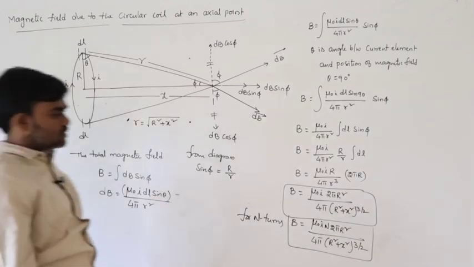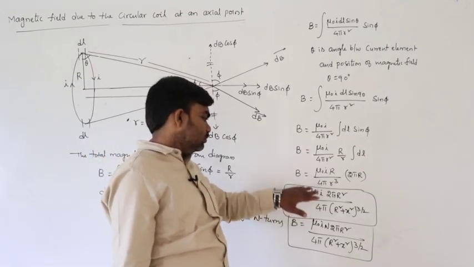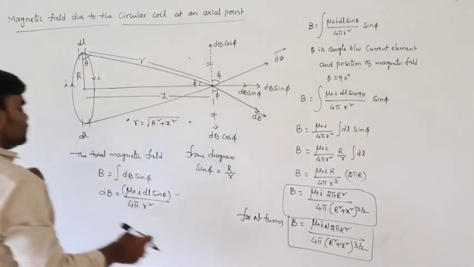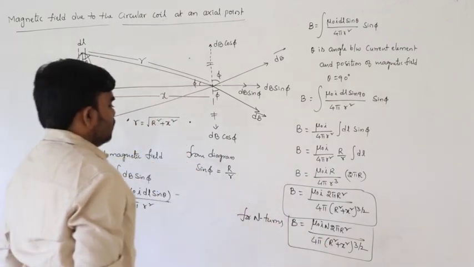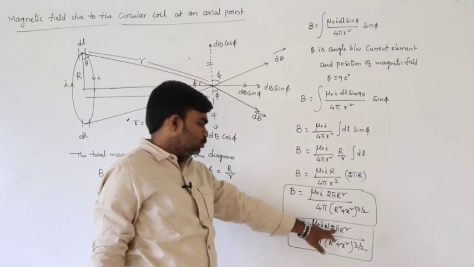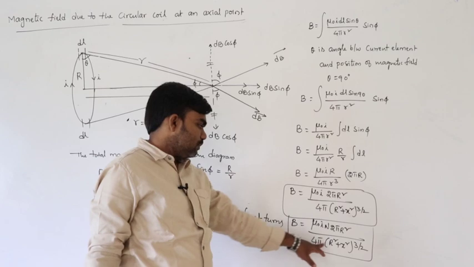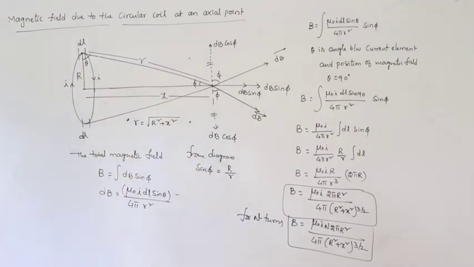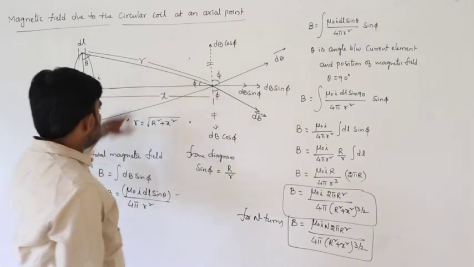So this formula is important here. Based on this formula we can do different things. B is equal to mu naught I n 2 pi R square divided by 4 pi into R square plus x square whole power 3 by 2. This is the magnetic field associated with the circular coil at an axial point.